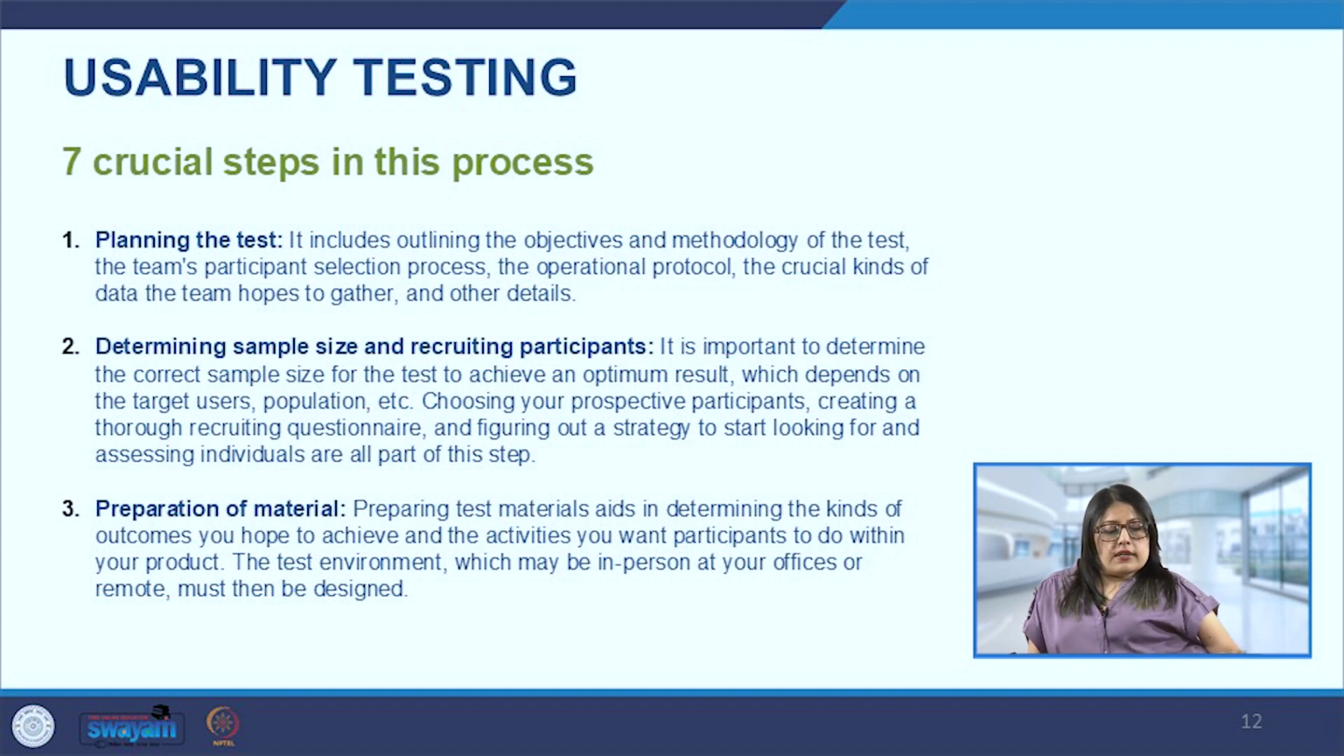The second is determining the sample size and recruiting the participants. Now we have to know, for the particular application that we are designing, how many people we would require to test it out for us, so that we can get a fairly good idea of whether there is any problem the user is facing. For example, we have designed an application for the elderly to note down the medicines that they have taken during the week. Of course then our participants will be elderly people, because it is specifically designed for them.